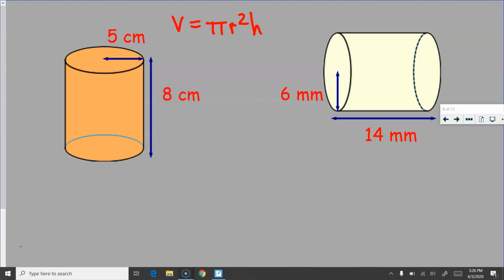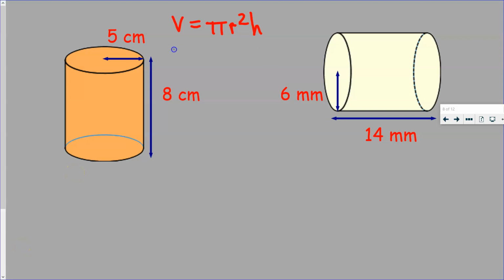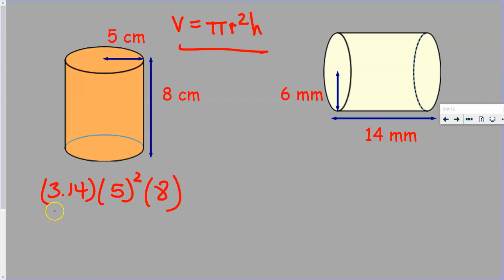Okay, so let's do a couple here, just plugging the numbers in. Here's my formula up here. You should write that every time. I'm just going to use that for space-wise. So we've got 3.14 times the radius is 5 squared times 8. Don't lose this exponent. 3.14 times 25 times 8, and that gives us 628 centimeters cubed.